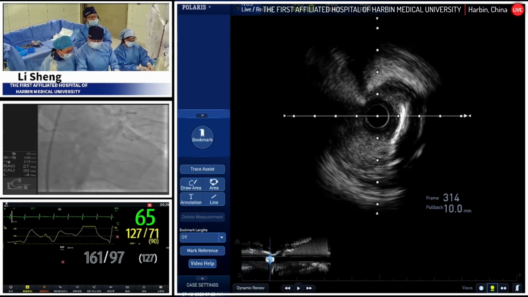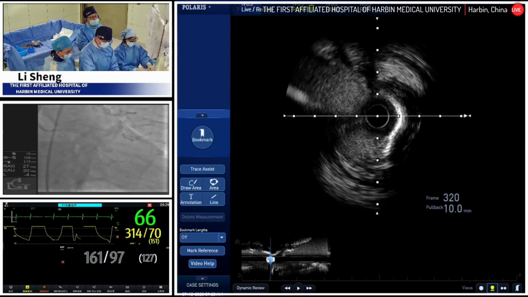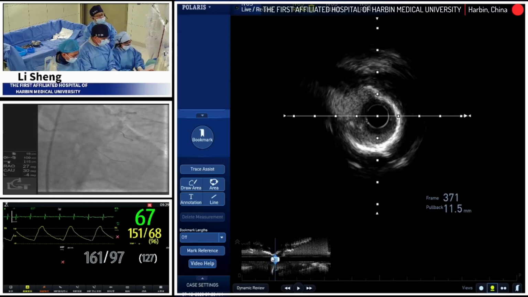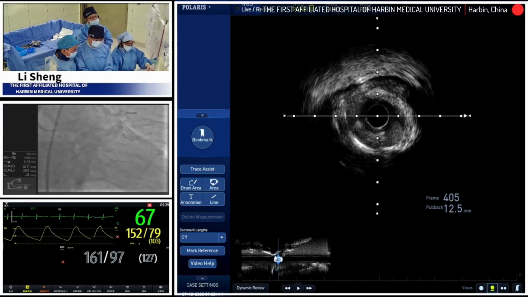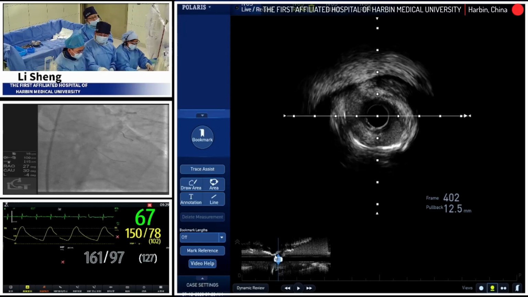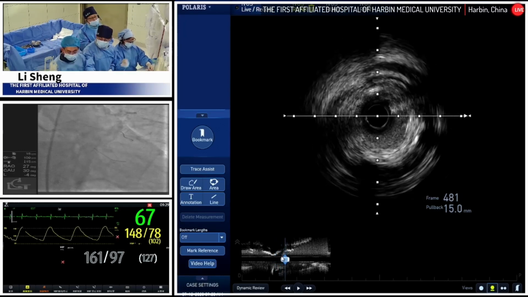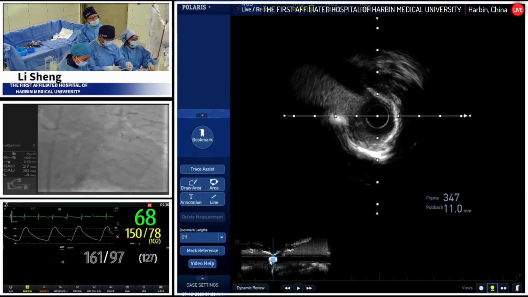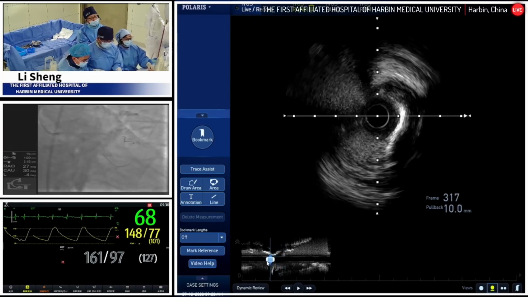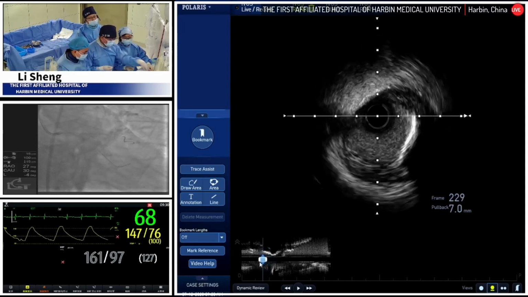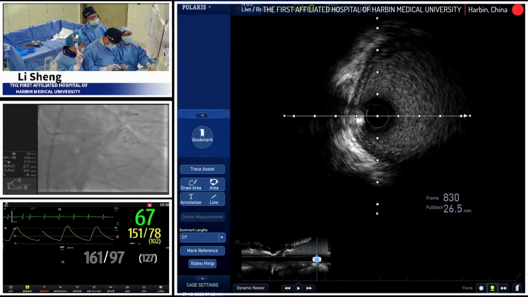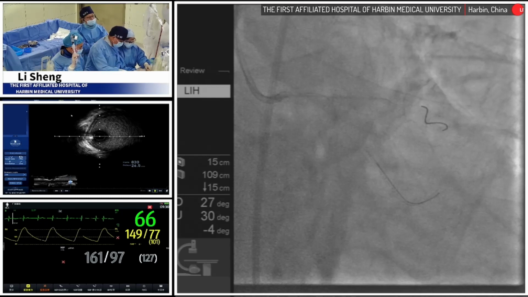So Dr. Wang, can you interpret the IVUS image? Yes, we can see here some small fractures caused by the NSE balloon. I think we could choose the NSE balloon again and dilate it. There are some fractures, but that's not enough. And this time, I think Dr. Sheng will try a bigger NC balloon.